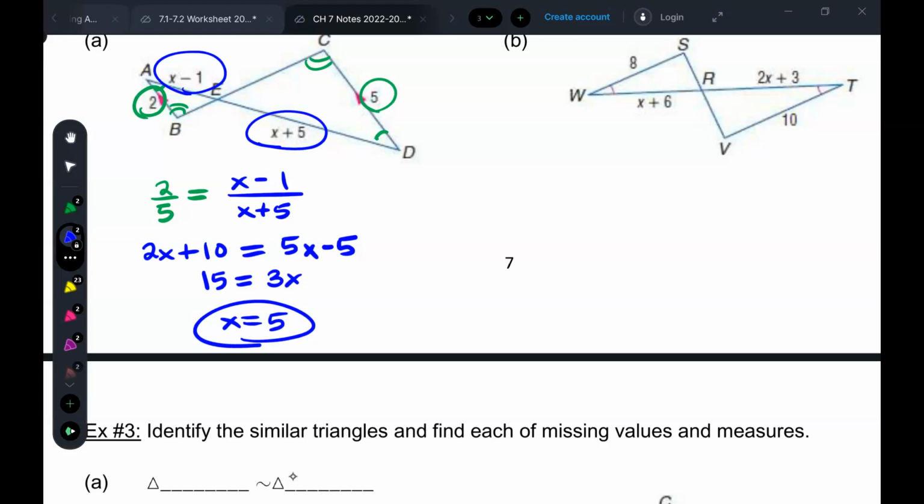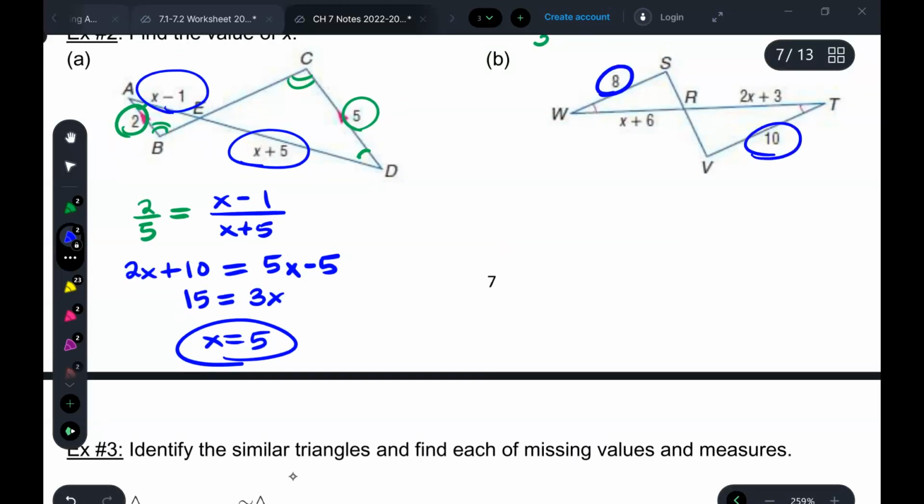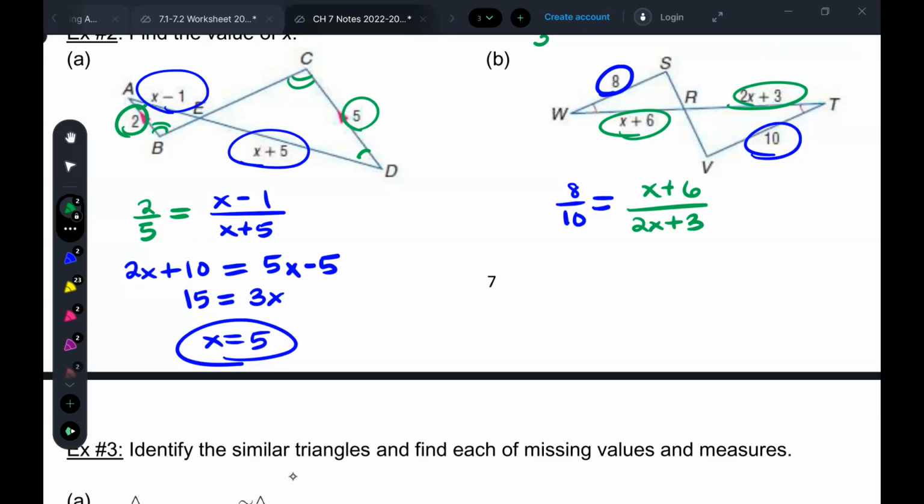Good. How about the next one? Okay, so 8 is going to correspond to 10, and x plus 6. Again, how do we know these two were similar? Well, we already had one pair of angles marked congruent, and we also know vertical angles are congruent. So even though it wasn't labeled that way, we can assume they're similar. Okay, cross multiply. What do we get?